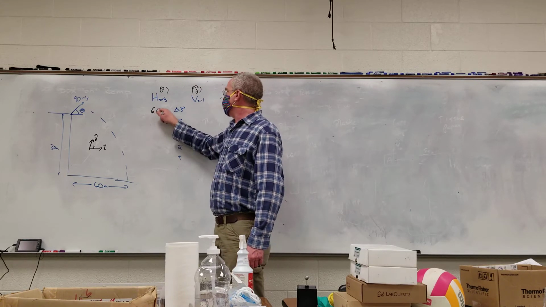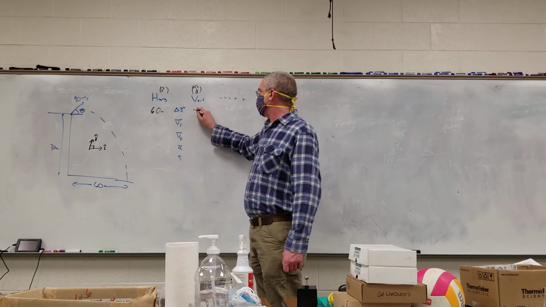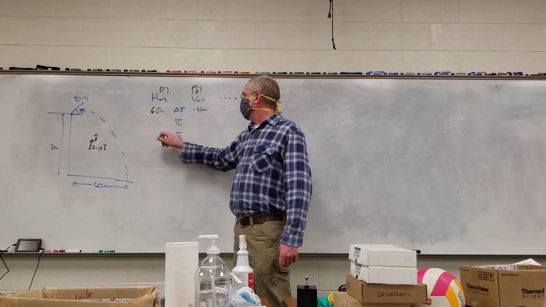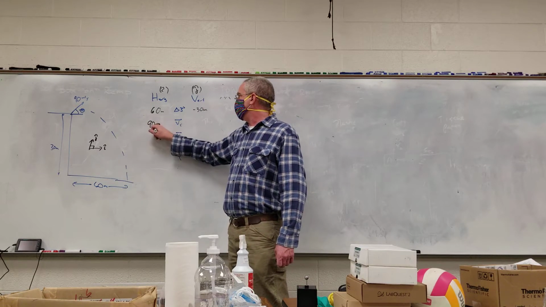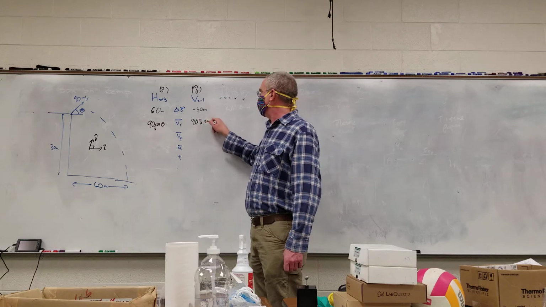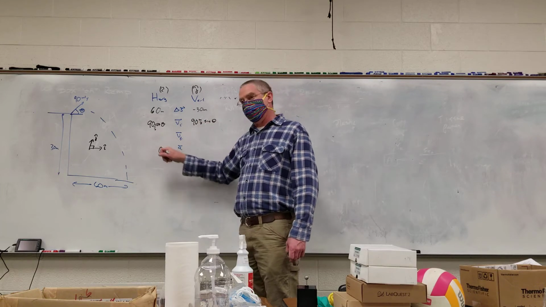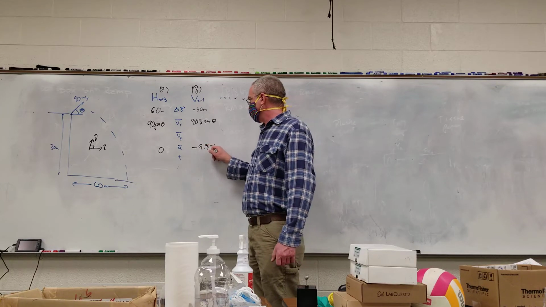So it's 60 meters. Since up is positive and it's dropping 30 meters, this is negative 30 meters. My initial velocity horizontally is 90 meters per second times the cosine of theta, and vertically it's 90 meters per second times the sine of theta. My acceleration horizontally is 0 meters per second squared and vertically negative 9.8 meters per second squared.